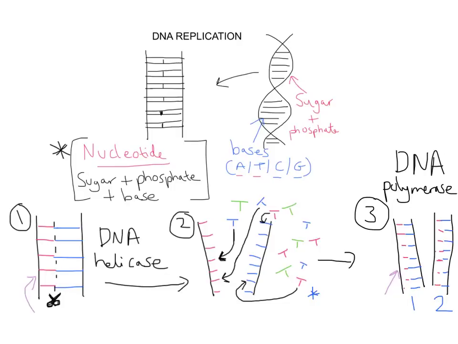So this, in a nutshell, is DNA replication. We unwind our original DNA molecule, we split it into two separate strands, we have free nucleotides that via complementary base pairing come and join up, and we create two new strands, both identical copies of one another.